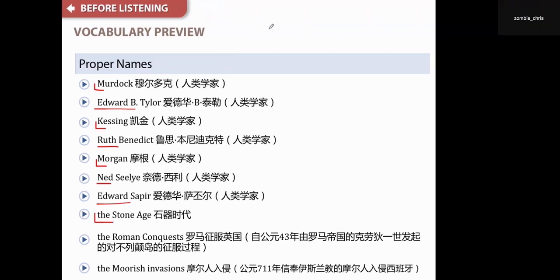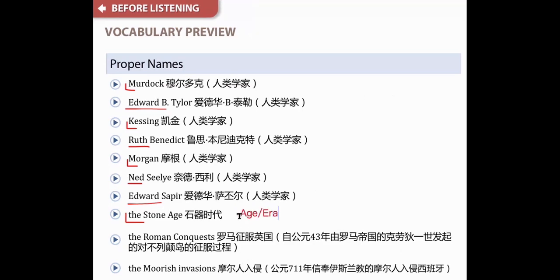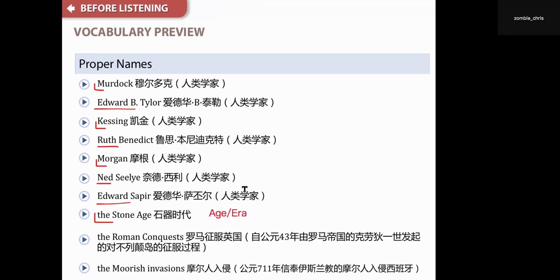The Stone Age, age and era. Age and era are synonymous. They mean the same thing. The only difference being that in everyday conversational English, we will refer more to something being an age rather than an era. So we have this idea, obviously, in China, everybody knows the modern era by now, which is the kind of Xi Jinping's policy, I guess. So we have that era.